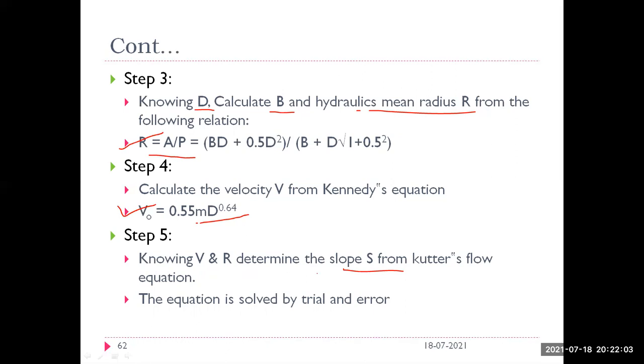In the first case, slope was given. In this case, slope is not given. So you have to find that slope from Kutter's equation. I hope you already know Kutter's equation. Also, that particular equation you have to solve by the trial and error method.